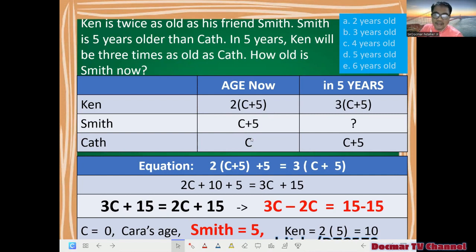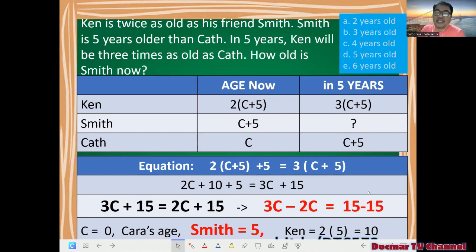In 5 years. So, Ilan? So in 5 years, of course, he will be 10. Okay? So Ken will be 2 times 5, which is 10. So in 5 years, plus 5 is 15.